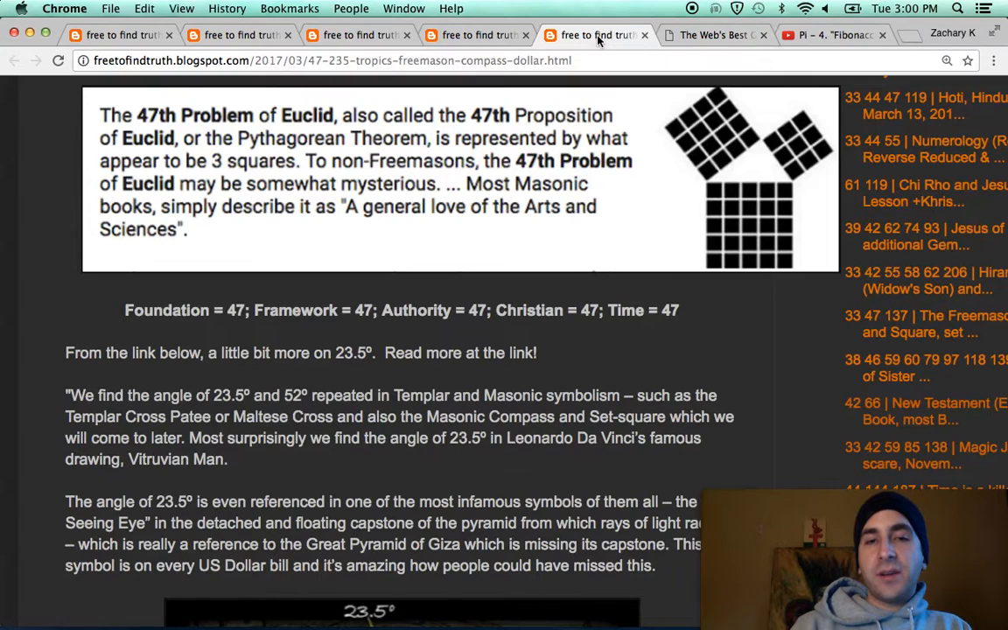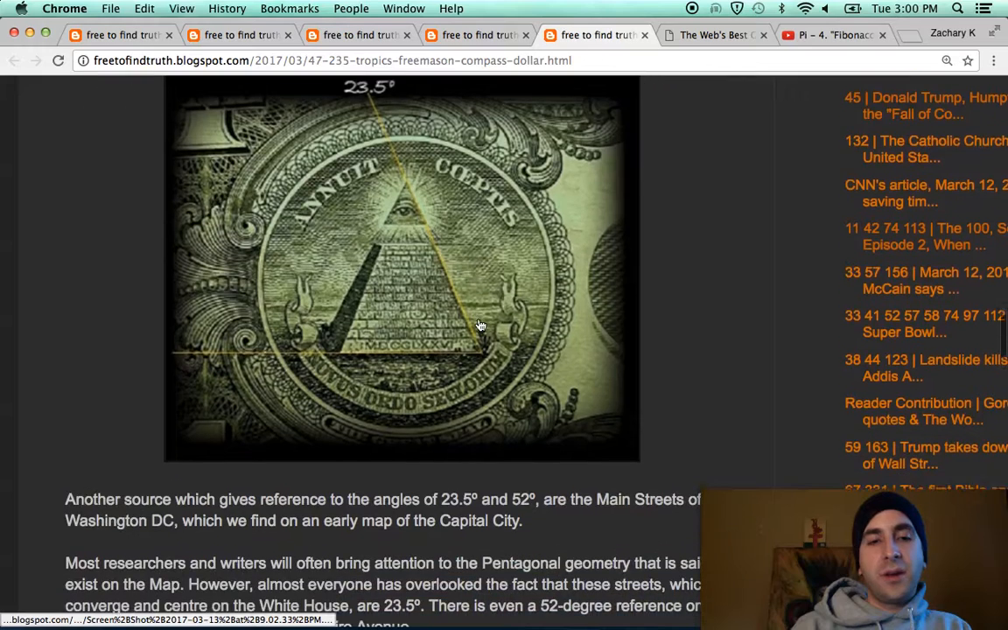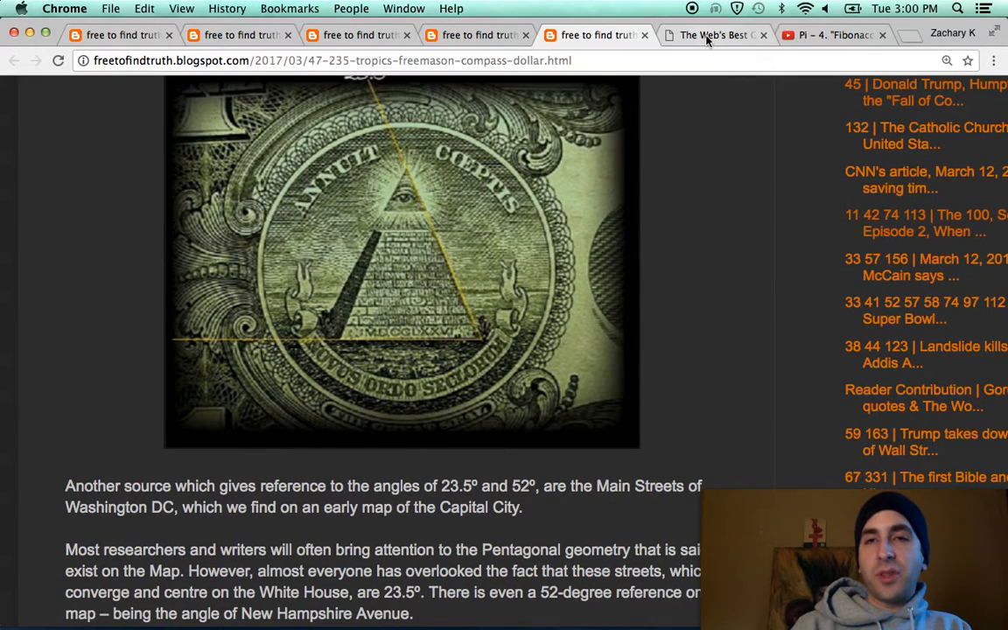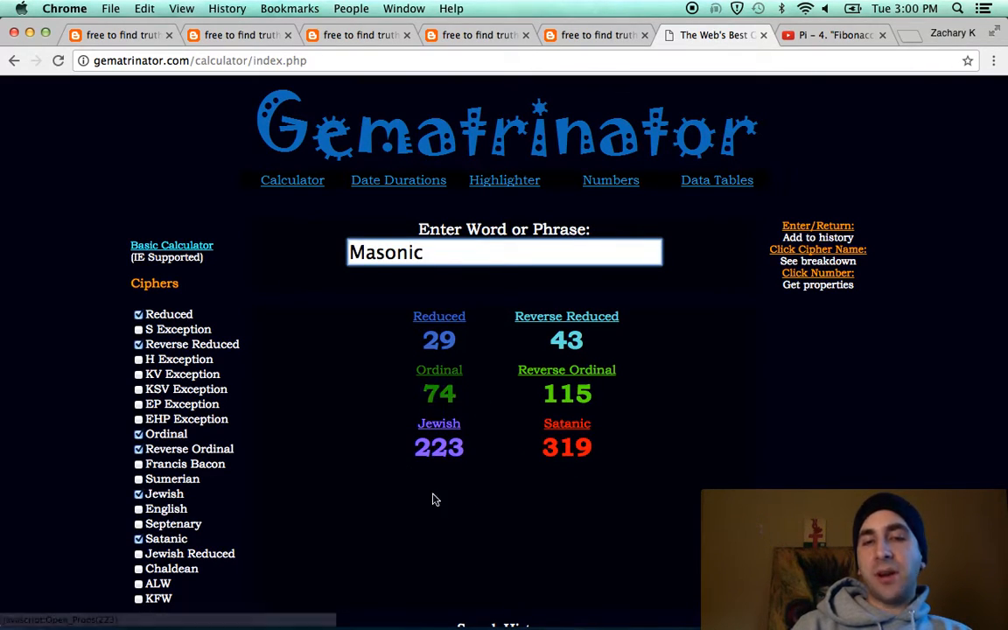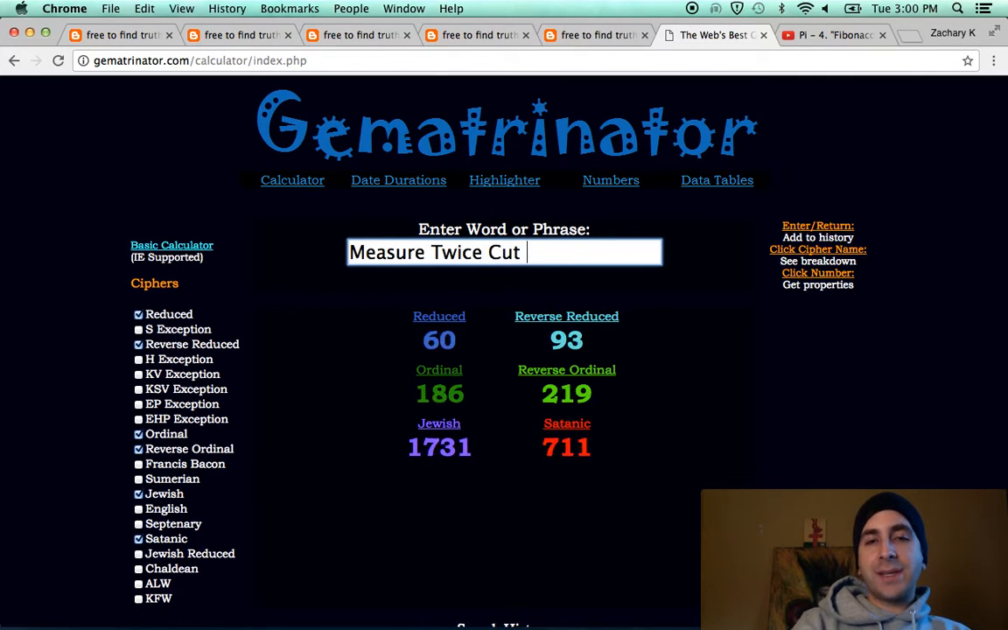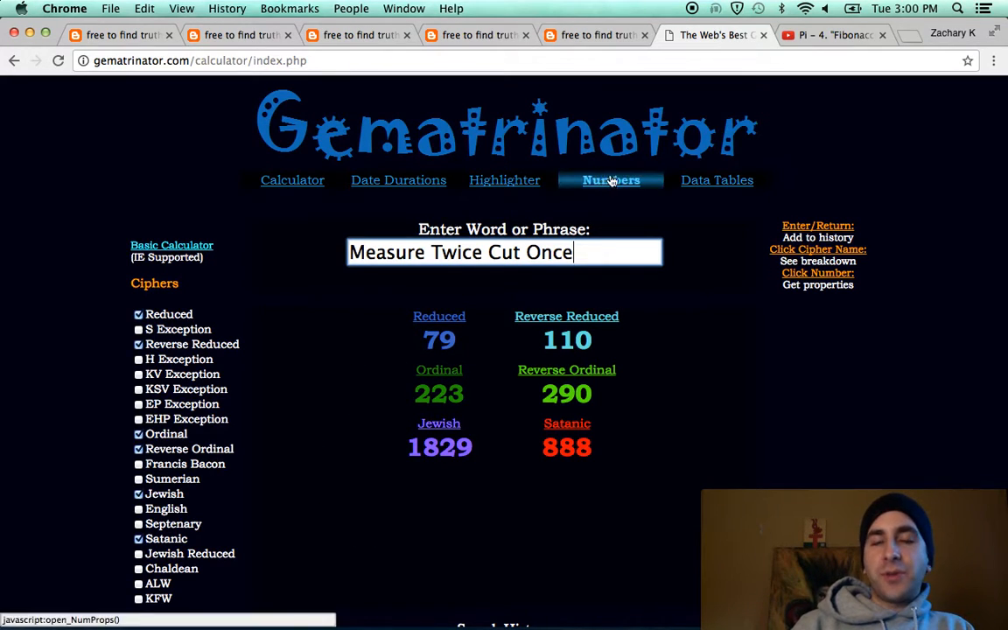So, Truth Seeker, I think we put every single nail in the board that we wanted to. For any Freemasons out there who haven't learned these things, let's close out with this last one. Masonic 223. Measure twice, cut once. 223. 223, another very special number to this nation. The history of the Bible.